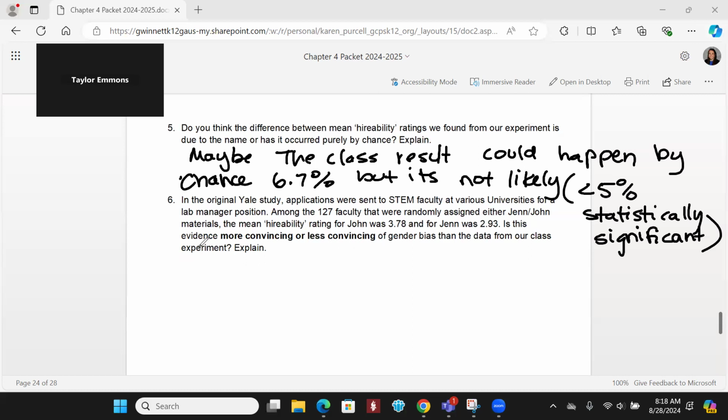All right. So in the original Yale study, applicants were sent to STEM faculty at various universities for a lab manager position. Among the 127 faculty that were randomly assigned either Jen or John materials, the mean hireability rating for John was 3.78. For Jen, it was 2.93. Is this evidence more convincing or less convincing of gender bias than the data from our class experiment? Okay, so first, what was the difference between these means? It's less than the previous. So it was 0.85. Okay. So is it more convincing or less convincing?